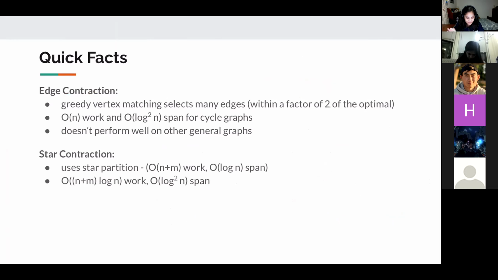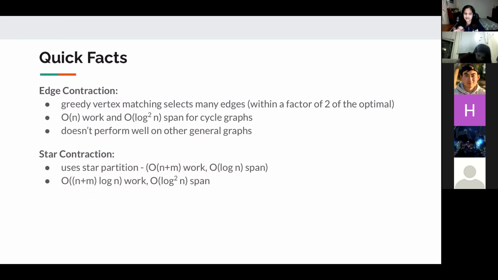So some really quick facts. Edge contraction, if you do a greedy vertex matching, I think this is covered a little bit in the textbook, will select a lot of edges, within a factor of 2 of the optimal solution for vertex matching. And edge contraction does O of n work and log squared span on cycle graphs, but doesn't perform super well on general graphs, which is why we have star contraction, which uses star partition. Star partition takes O of n plus m work and log n span. And then the entire contraction will take O of n plus m log n work and log squared n span.